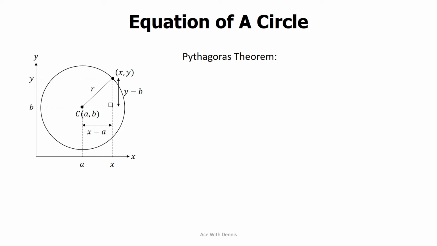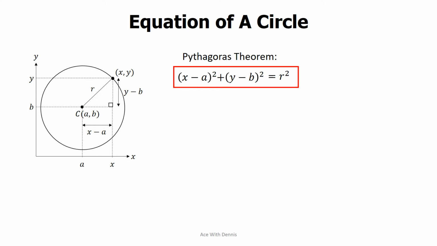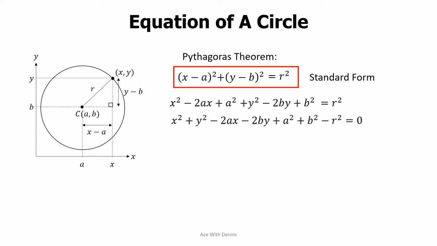Based on Pythagoras theorem, we can form the equation which is (x minus a) squared plus (y minus b) squared equals r squared. So this is the equation of a circle in standard form. We can continue to expand the bracket, which will get x squared minus 2ax plus a squared plus y squared minus 2by plus b squared equals r squared. Then we rearrange the equation: x squared plus y squared minus 2ax minus 2by plus a squared plus b squared minus r squared equals 0.